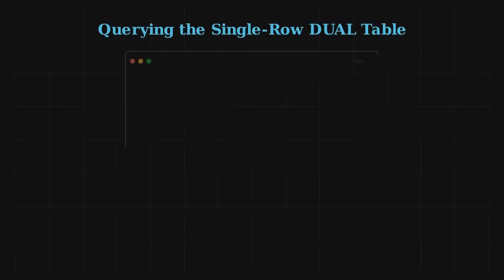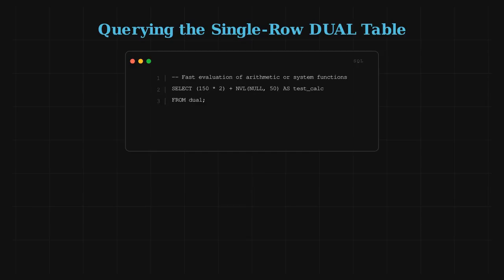Sometimes you need to evaluate functions, constants, or expressions without querying actual user tables. For this, SQL provides the special, single-row dual table. It guarantees exactly one output row, making it perfect for quick calculations.